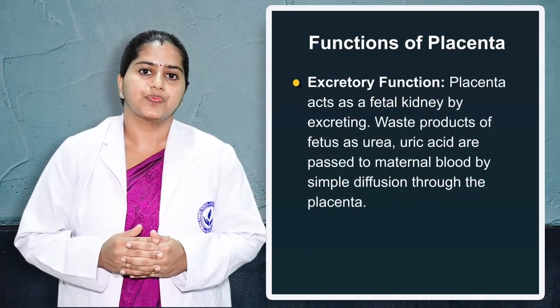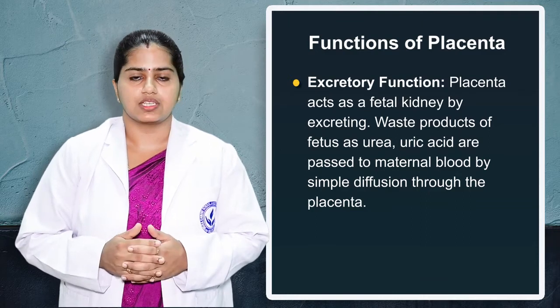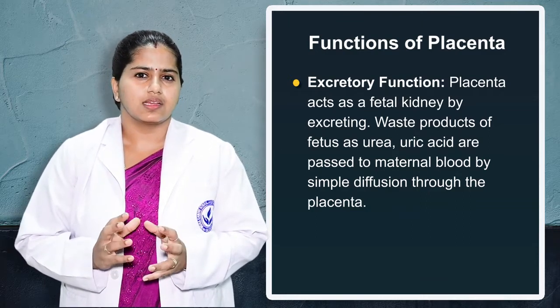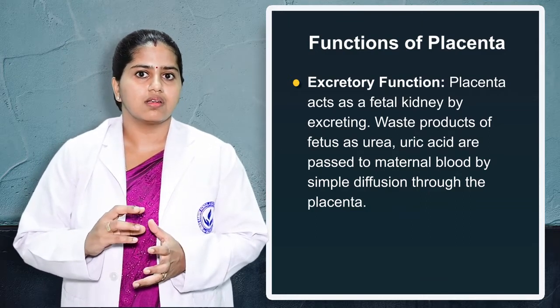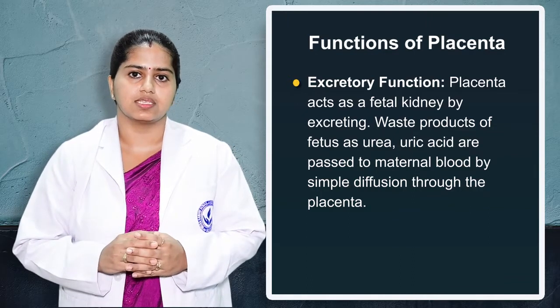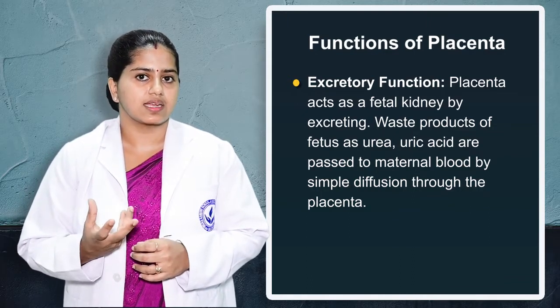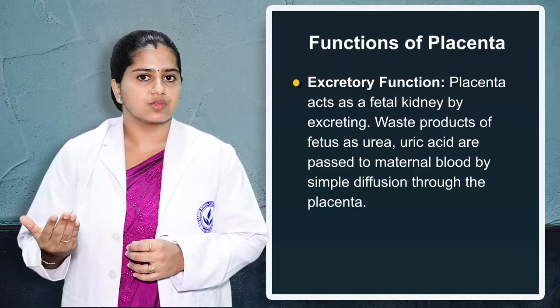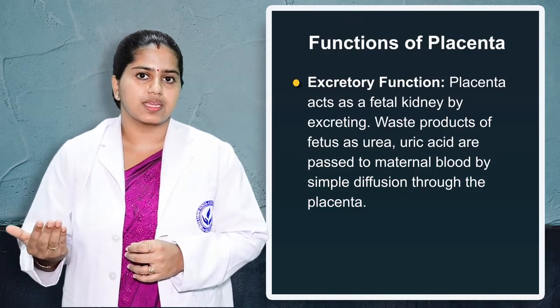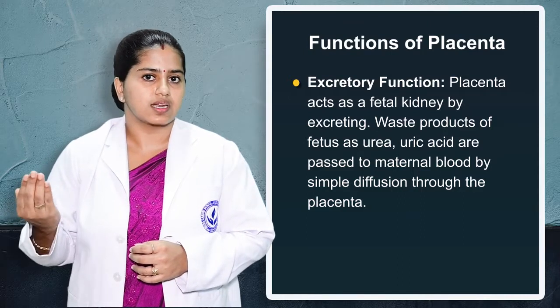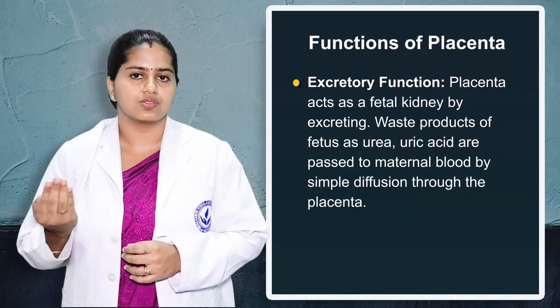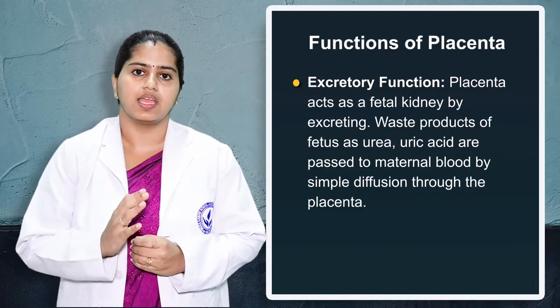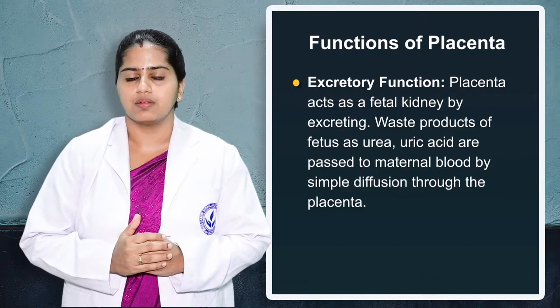Then next we will see the third function, the excretory function. The fetus is dependent on the placenta during pregnancy. The placenta can act as a kidney. Whatever waste products such as urea and uric acid come from the fetus, they will be transported from the fetus to the maternal circulation and exchanged by the simple diffusion method.